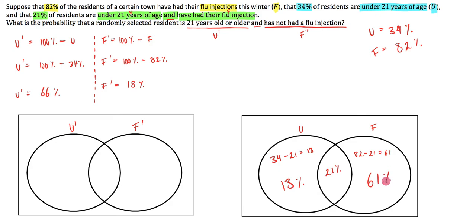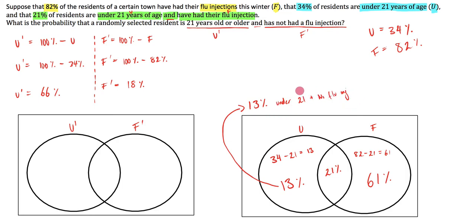Perfect. Now you're probably asking yourself, what have we really achieved by doing this? Well, let's really break down what this 13% is. What is this 13% telling us? This 13% is telling us that these are the people who are under 21. And what else does it tell us? Because it's in this region right here, it tells us that they haven't had the flu injection. So we could say plus no flu injection. That means 13% of people are under 21 and have not had the flu injection.